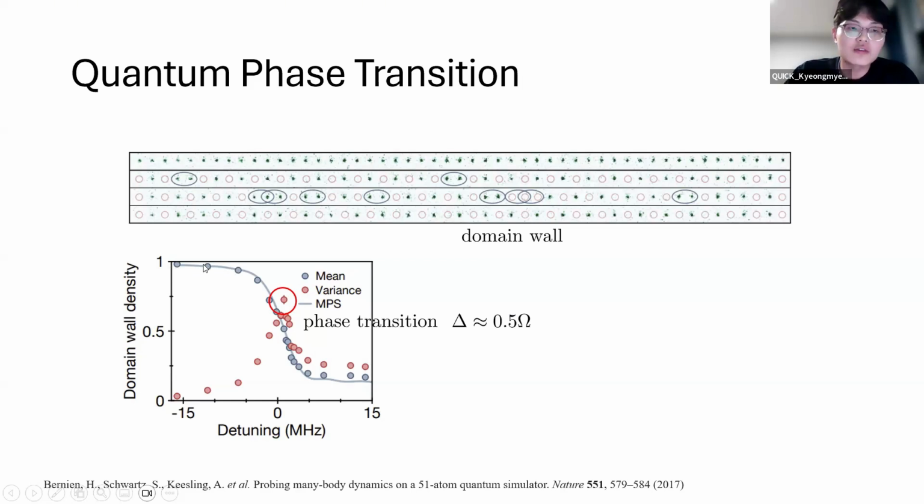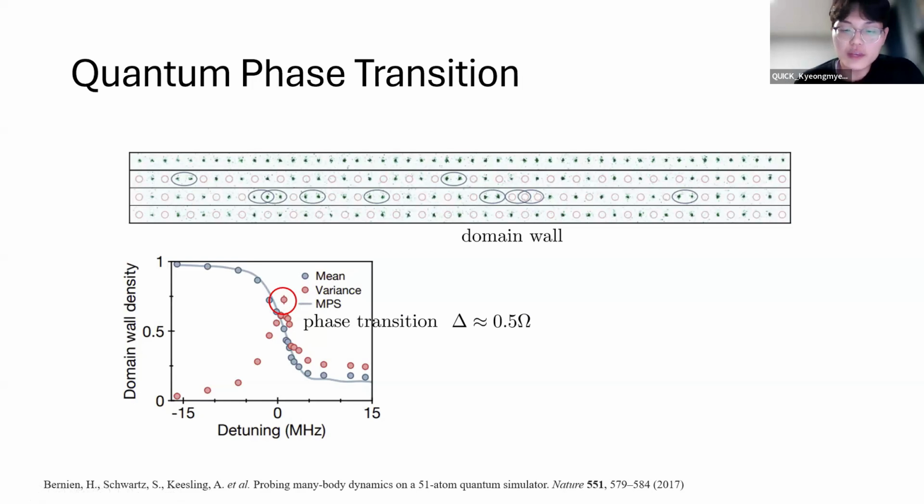So it basically equals 1. And as the system enters the Z2 phase, the number of domain walls decreases. While the mean number of domain walls decreases as the detuning is increased adiabatically, the decrease is not consistent. So the variance of the domain wall density peaks at the transition point of the quantum phase transition.